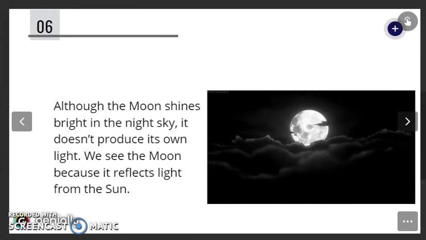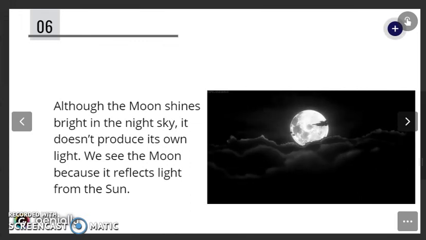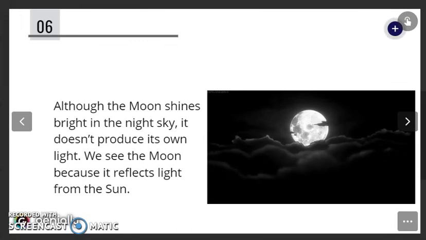Fact number 6. Although the moon shines bright in the night sky, it doesn't produce its own light. We see the moon because it reflects light from the sun. That's quite interesting.